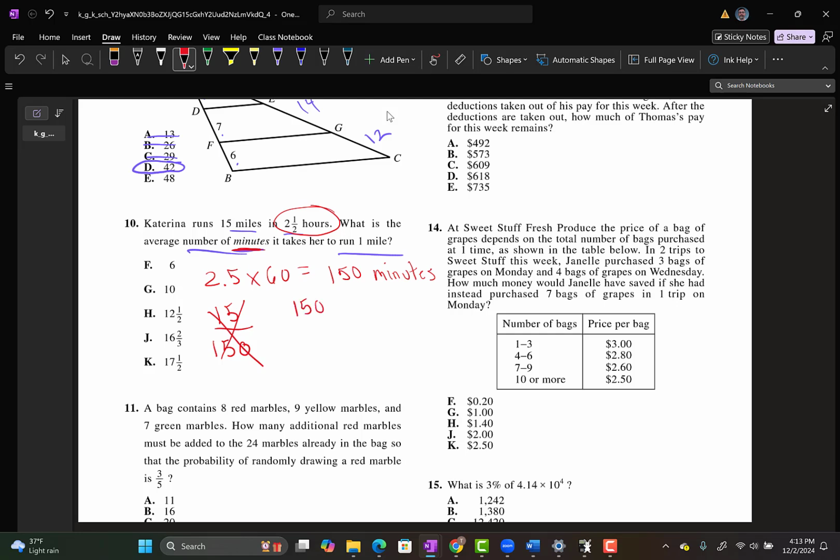So if you do make that mistake, just turn it around based on the answer choices. 150 minutes per 15 miles. Since they want the answer in minutes, that's why we kind of invert this. And of course, G is the answer. 150 divided by 15 is 10.